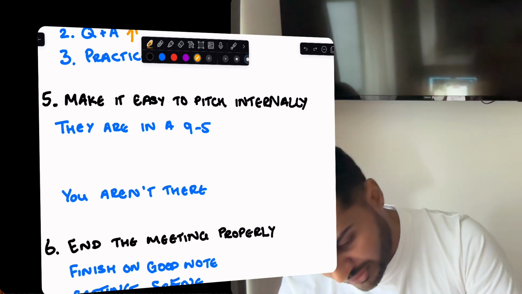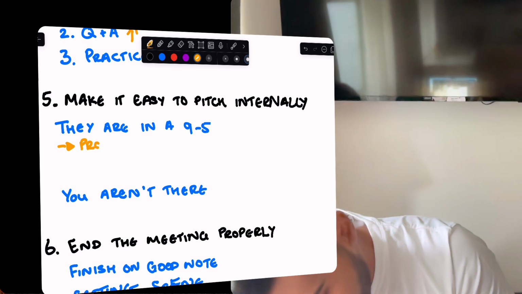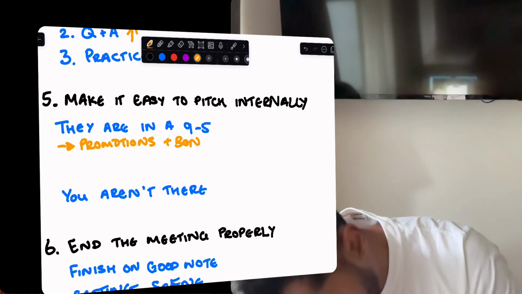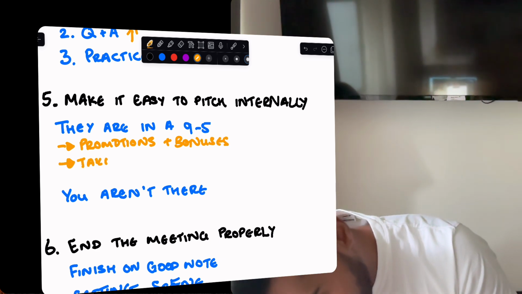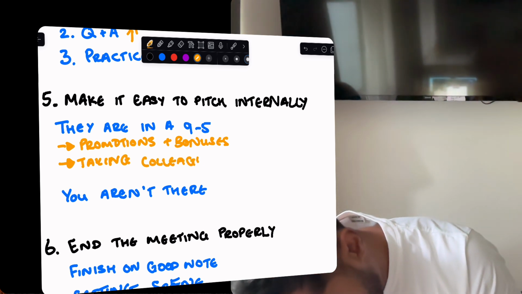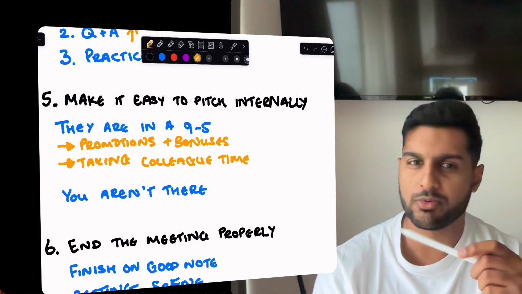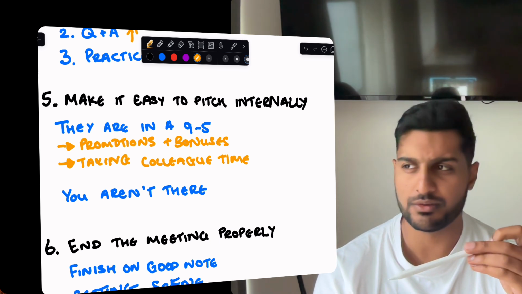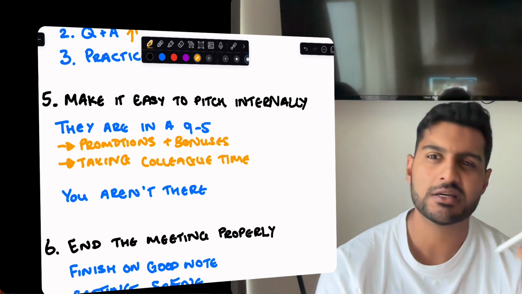So they had bonuses, promotions, and taking colleague time, right? If you don't understand, usually in a VC it'll be a weekly or bi-weekly process management meeting. They have different names for it, so we call it the deal leads meeting, for example.